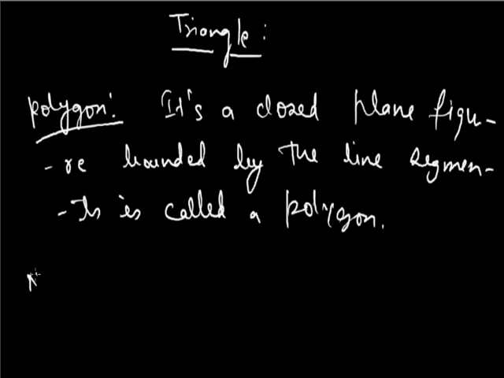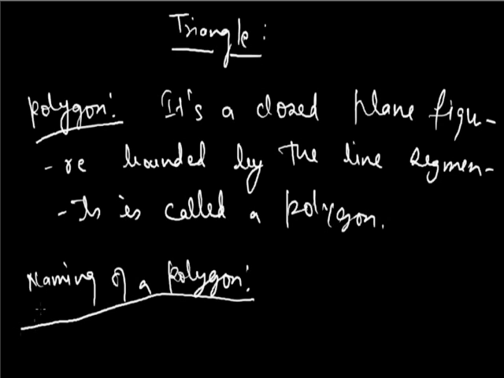Now, naming of a polygon is on the basis of the number of line segments or the number of sides of the polygon. In the definition of polygon, I mentioned that it is a closed plane figure bounded by line segments. These line segments are called sides of the polygon. So naming of the polygon depends on the number of sides or line segments which constitute the polygon. On this basis, I am drawing a table.